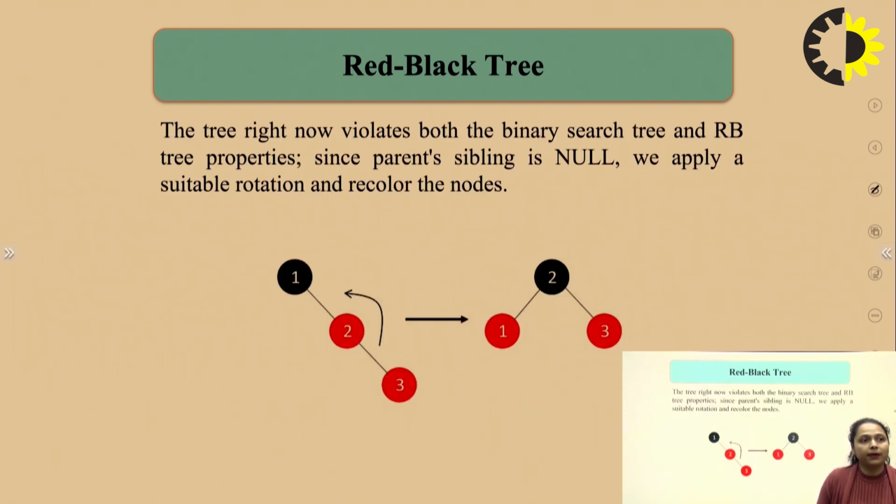So after applying RR rotation, your tree will become like this. Now your tree will look like this after applying RR rotation. So color is not changed here. The root will become 2 and 1 will come to the left child and 3 will become the right child, and the parent of the new node will become black in color.